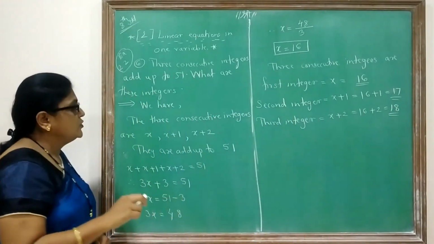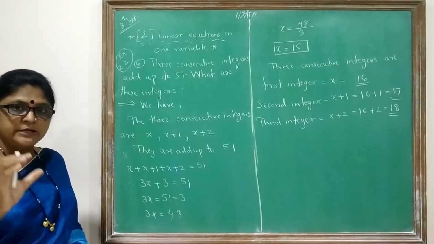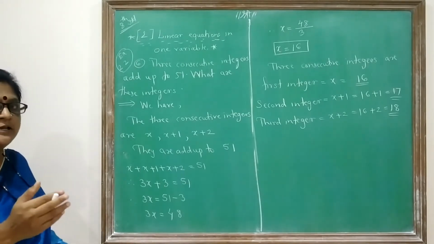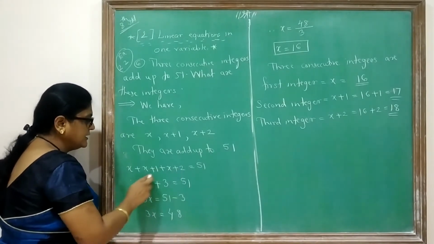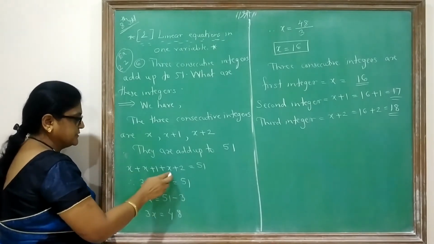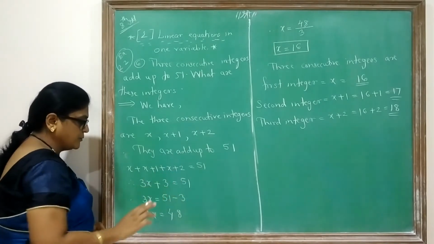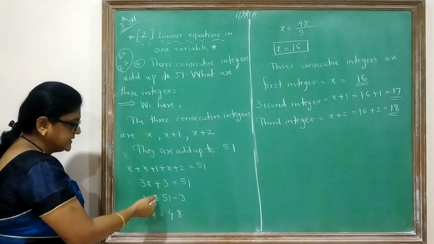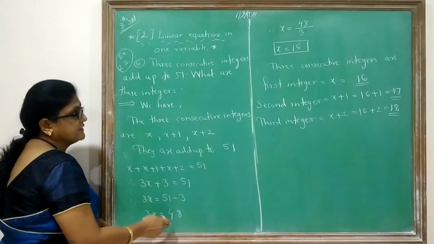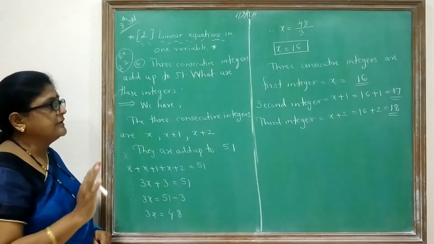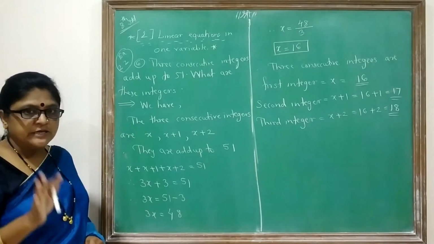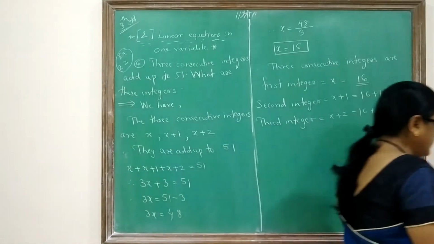The important point in this example is that the three consecutive integers are x, x plus 1 and x plus 2, and they add up to 51. Add means we add them: x plus x plus x gives 3x, and 1 plus 2 is 3, equal to 51. The 3 is transferred to the other side as minus 3, so 3x equals 48, then x equals 48 by 3. Once you get the x value, you put it in x plus 1 and x plus 2, and get the three values 16, 17 and 18. Then see the next example.